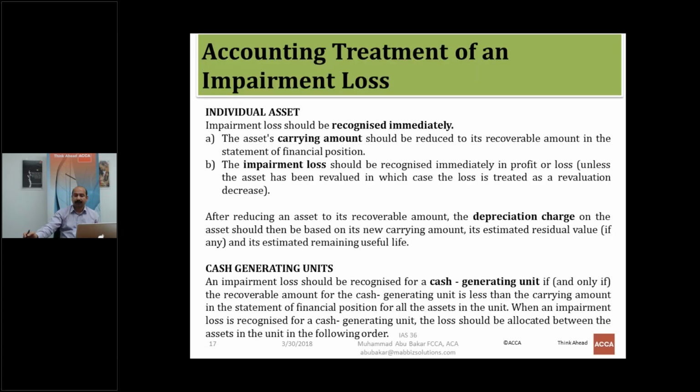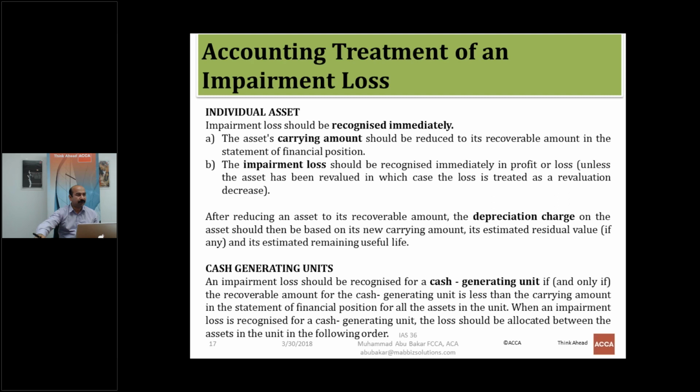Accounting treatment of impairment loss. In the statement of financial position, we know the carrying amount should be reduced to recoverable amount. The impairment loss should be recognized immediately in profit or loss, unless the asset has been revalued, in which case the loss is treated as a revaluation decrease. We discussed it earlier as well. After reducing an asset to its recoverable amount, the depreciation charge on the asset should then be based on its new carrying amount. This is a very important point. This is rather, I would say, a practical point.